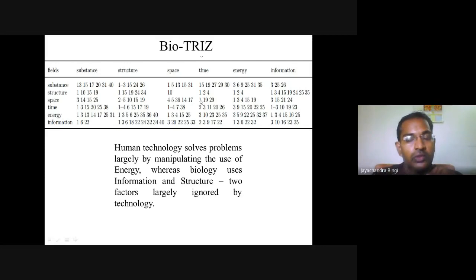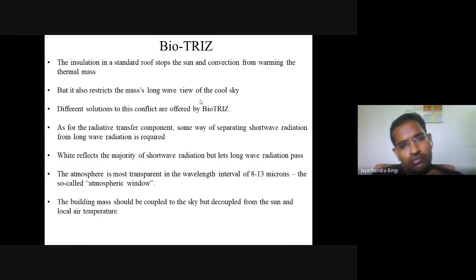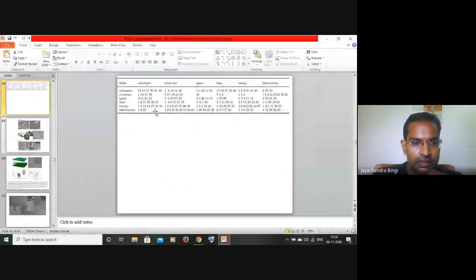So that is about the Bio TRIZ method. You can try it on your problems. So this is the contradiction matrix. That's about the TRIZ method. With that, the TRIZ part is over.